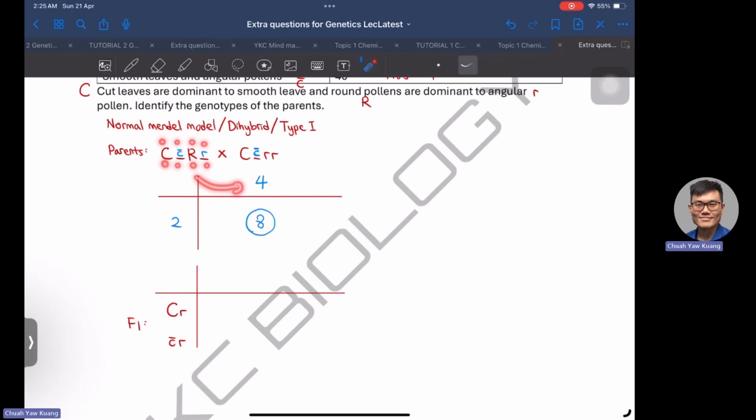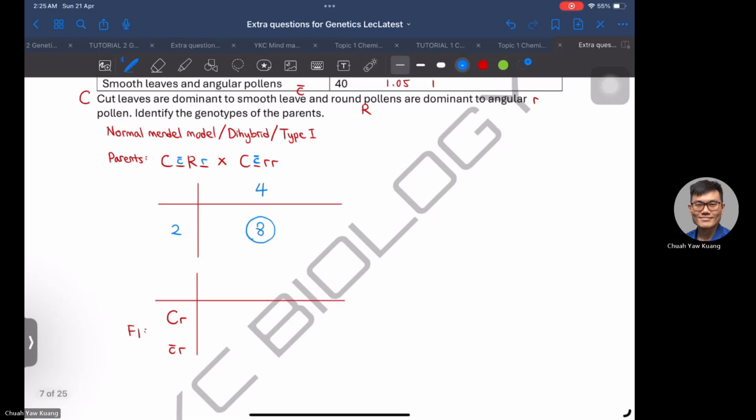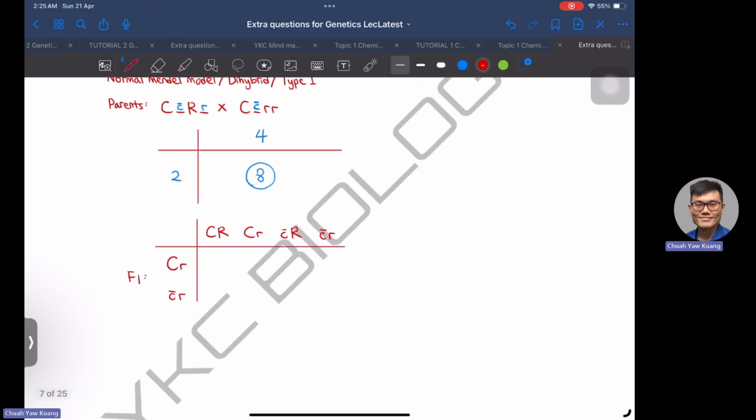Yeah, this is what we need. So from here, you write that down: big C, big R, then big C, small r, then small c, big R, and then small c, small r. When we have the gametes ready, then we try to do the cross. So we will do the cross.